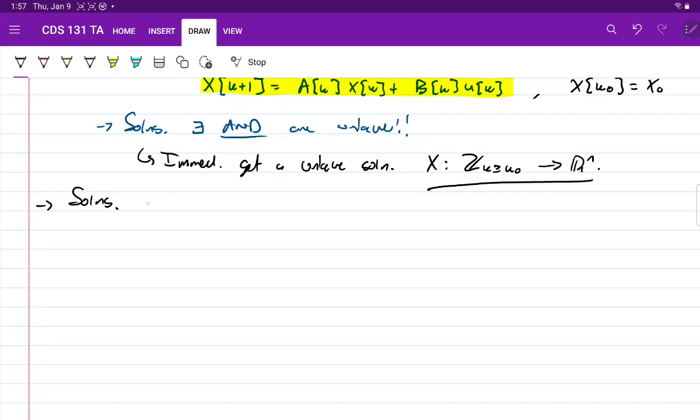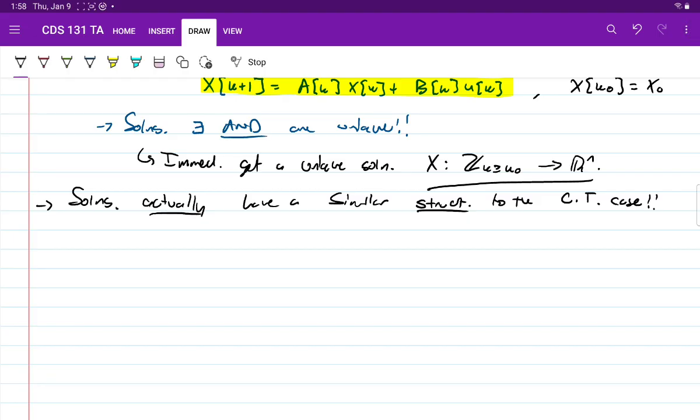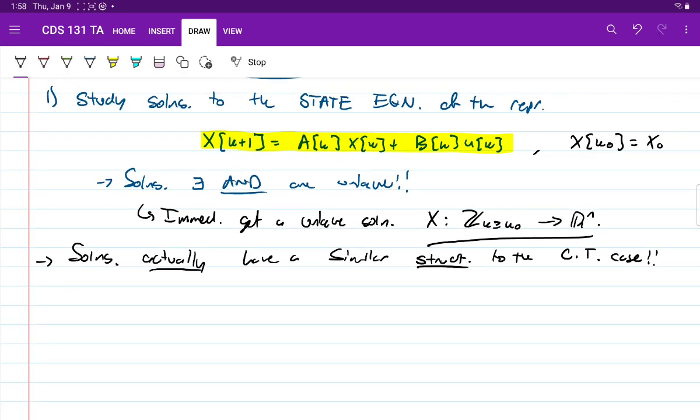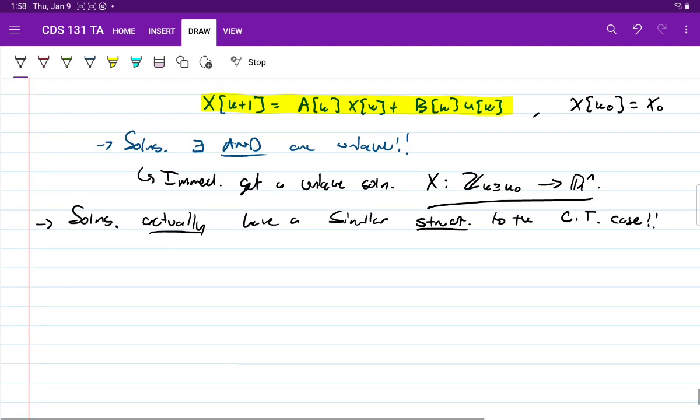Well, we have that solutions, maybe somewhat surprisingly, have a similar structure to the continuous time case. You could define your state transition map, and it turns out you can write solutions to these discrete time systems in terms of the state transition map with a formula that's extremely similar to the continuous time case. I'll just outline how you do this very quickly. I would suggest you try filling in the details of this on your own.